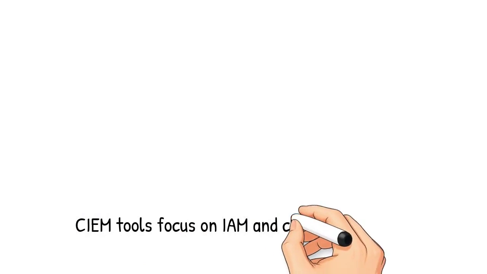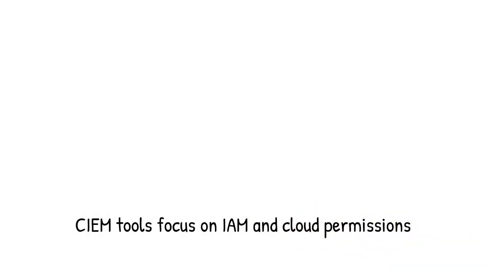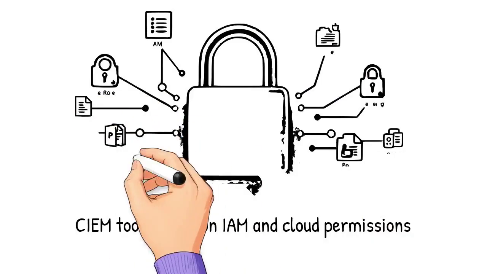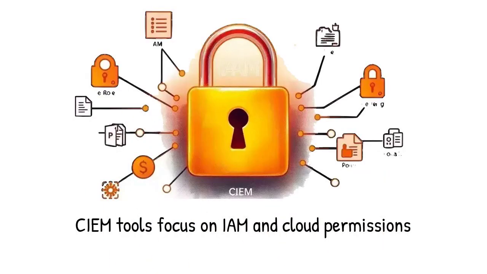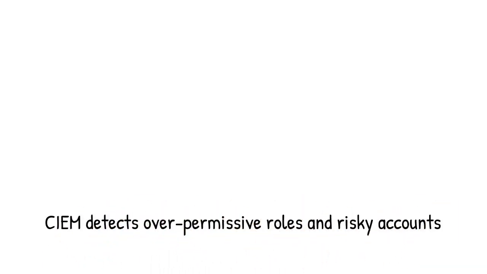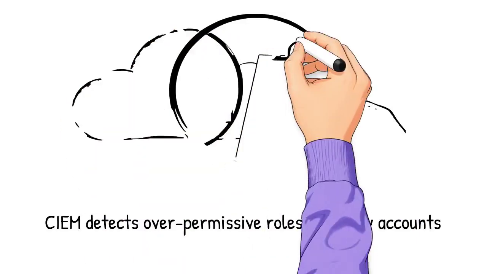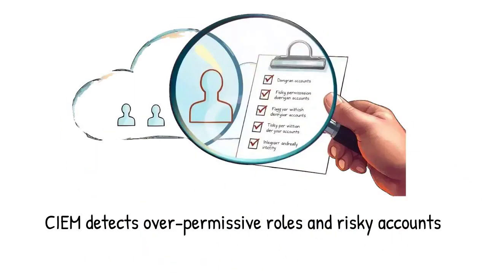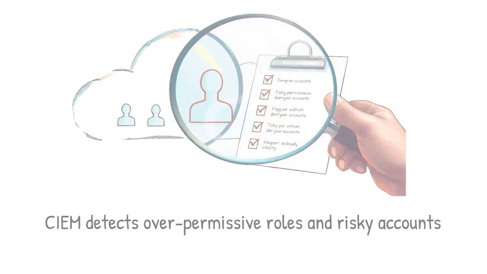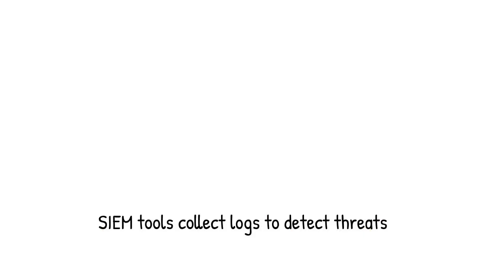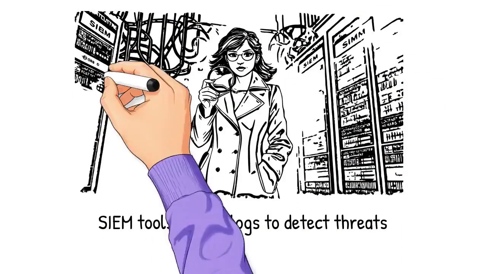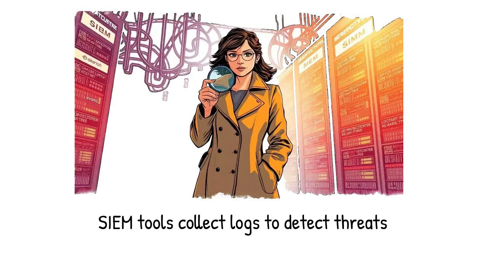CIEM, Cloud Infrastructure Entitlement Management tools focus on IAM. Examples: Ermetic, Sunrise Security, SailPoint, CyberArk, BeyondTrust. They detect over-permissive roles, privilege creep, dormant accounts, excessive service accounts, and risky permissions. CIEM is your cloud's identity auditor. SIEM, Security Information and Event Management tools collect logs and detect threats. Examples: Splunk, Microsoft Sentinel, Elastic SIEM, IBM QRadar, Chronicle Security, GCP. SIEM is your cloud's detective.